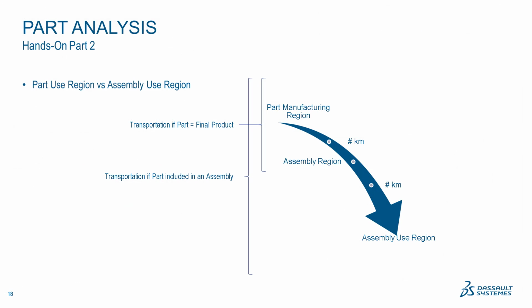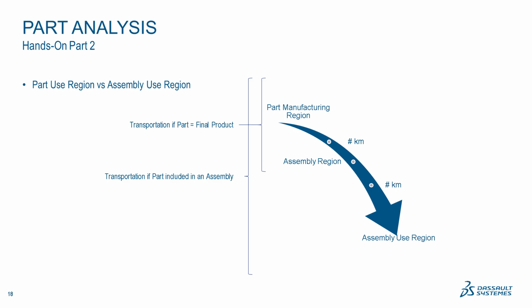So one thing to note when we're running part analysis is that parts have both a manufacturing region and a use region. Assemblies have an assembly region and a use region. When you're considering a part, the use region for that part gets changed to be the assembly region when that part is used in an assembly. So if I were creating a stainless steel bolt, my company could sell that stainless steel bolt to end consumers. And so the manufacturing region would be wherever that bolt's manufactured, and the use region would be wherever the hardware store is where consumers purchase that bolt.